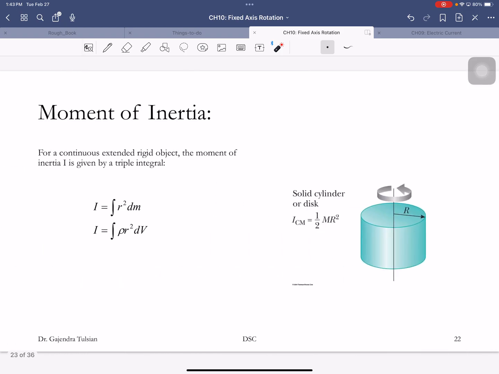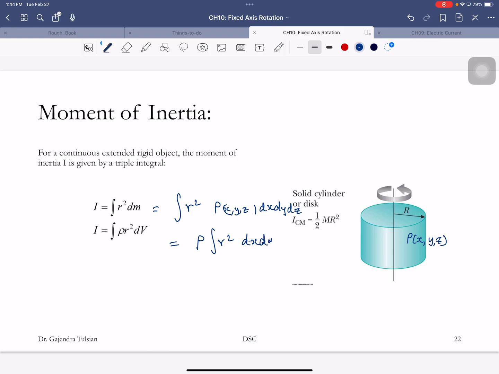But for a continuous object, if you wanted to calculate the moment of inertia about any axis, it turns out to be a triple integral. So this dm, let's say that's the density. Most of the time you're considering a density that's not a function of x, y, and z, but dm would be density times the volume, dx, dy, dz. So it would be this triple integral.